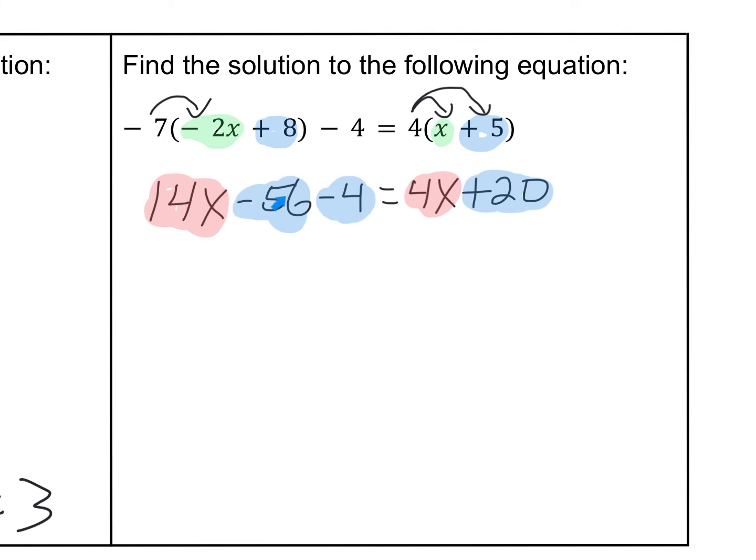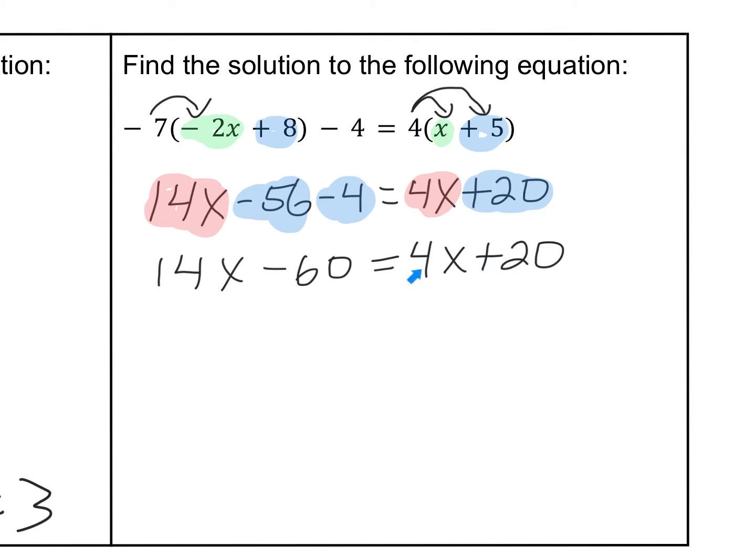When you do negative 56 subtract 4, you actually get negative 60. Okay, so I'm going to bring down all the other terms. So 14x minus 60 equals 4x plus 20. Okay. So now we're at the point where all we have is a variable term and a constant term on the left, and a variable term and a constant term on the right.